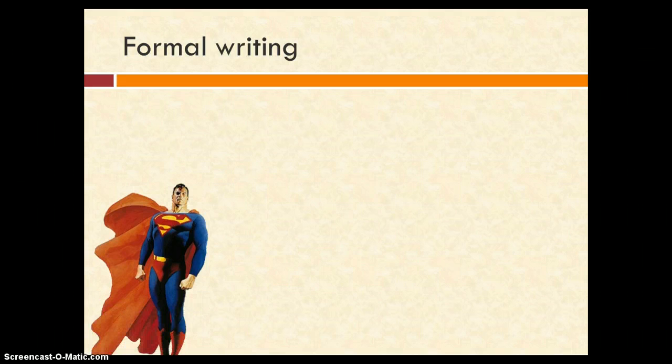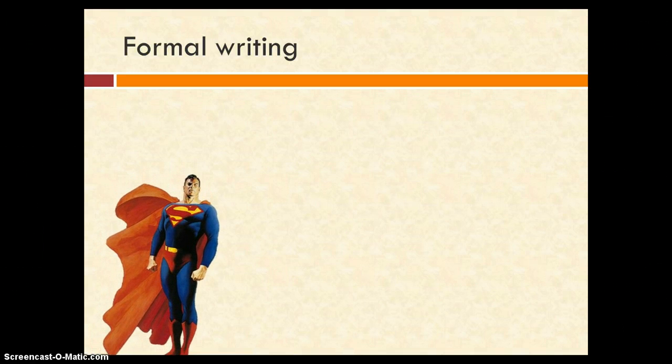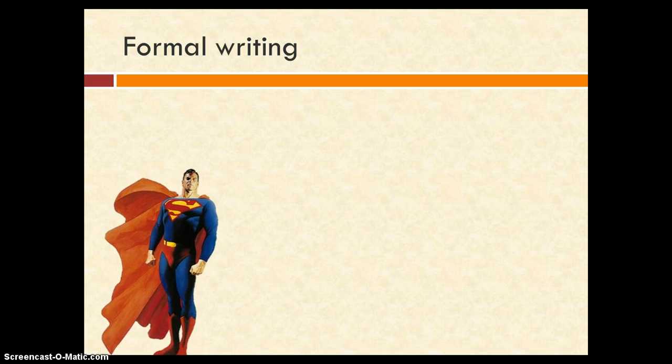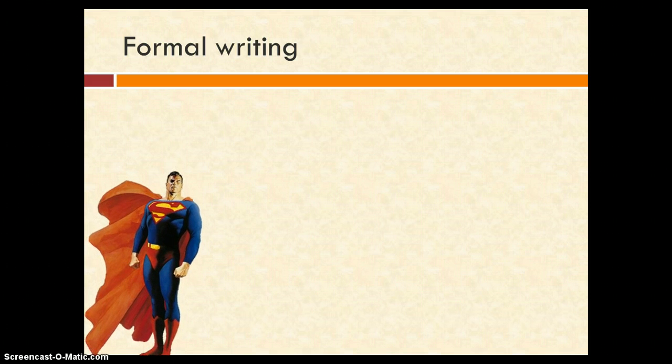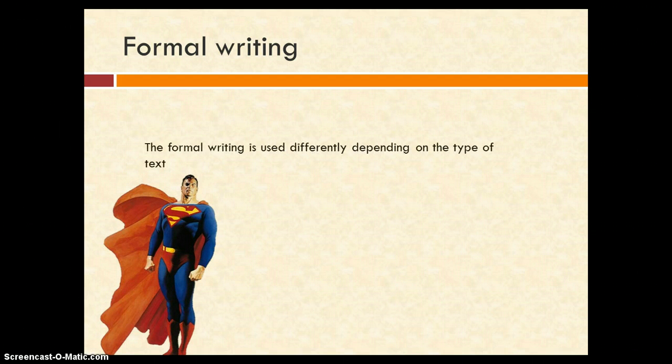However, formal writing is used differently depending on the type of text. For example, you are allowed to be more informal in an article than in an essay. There are various rules and structures, and every text type has its own rules regarding formal writing.